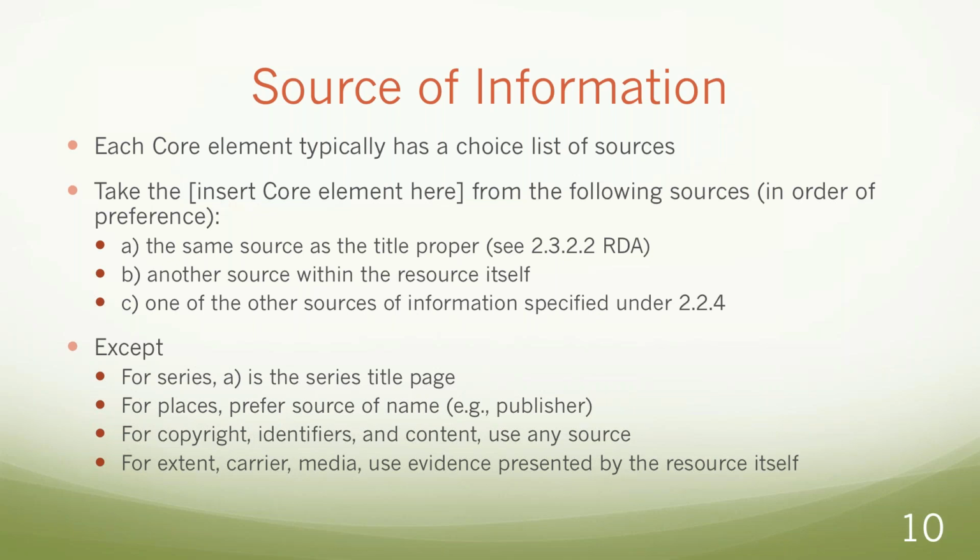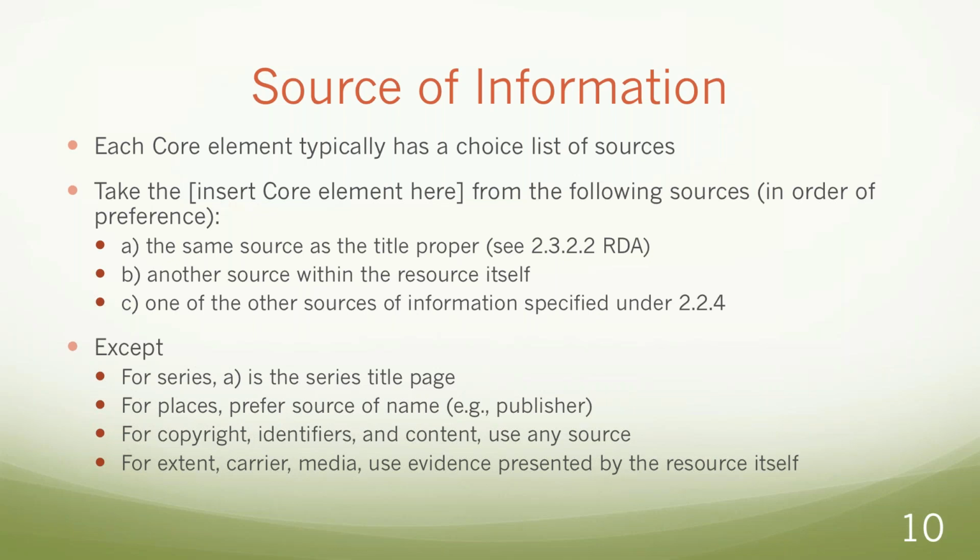So once you identify your title proper, wherever that source is, that's the source that you want to use for the majority of your core elements. The statement of responsibility, if it's on that same source with the title, you want to take it from there. The publisher name, if it's on that same source, you want to take it from there. That's how that works. If it doesn't exist in that same source that you found the title proper, then you would look at some other source within the resource itself.